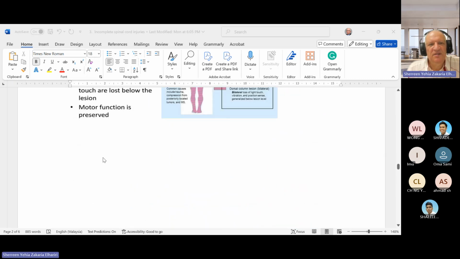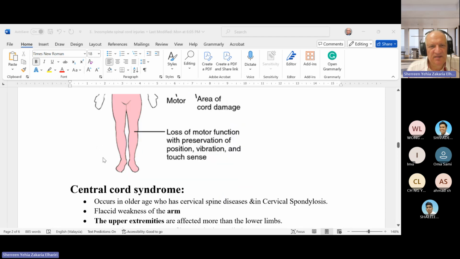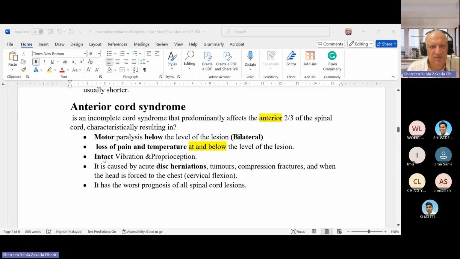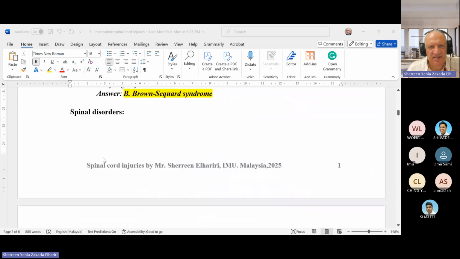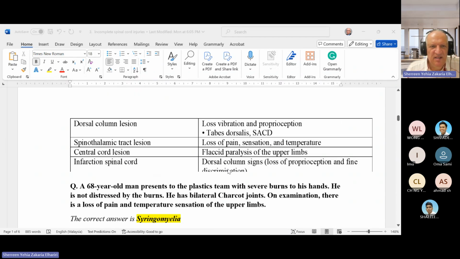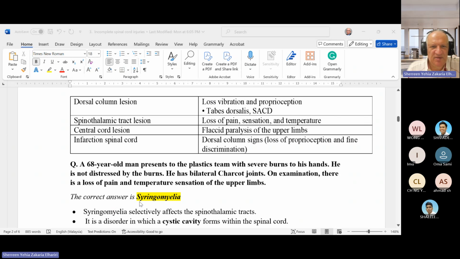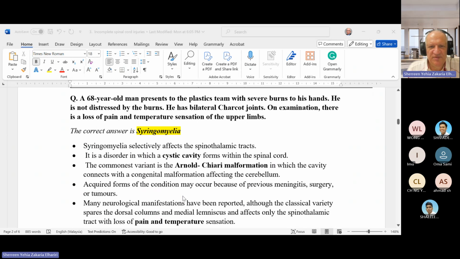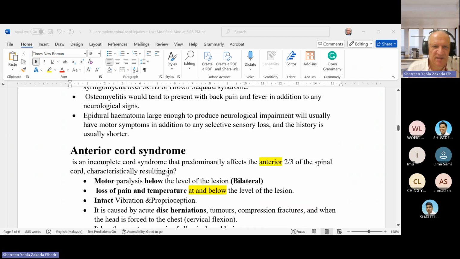After that, the second lesion. Again, the first lesion, Brown-Sequard, is paralysis on one side and loss of sensation on the other side. If the patient has a spinothalamic tract lesion or syringomyelia, they have loss of sensation, but the motor function is okay, commonly in the upper limb.